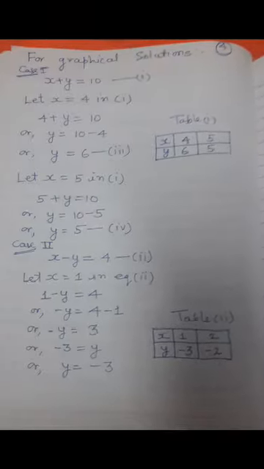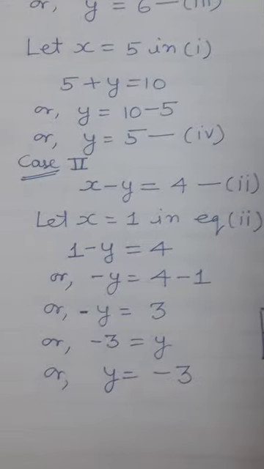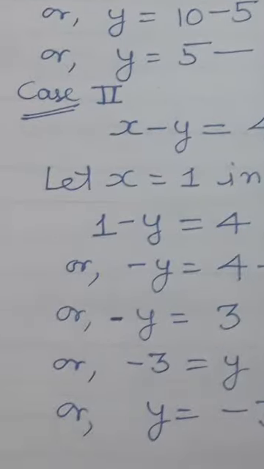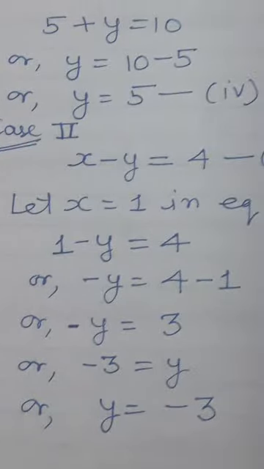Now after this, we are coming to the second case. The second equation we have got is x minus y is equal to 4. Now we have chosen the value of x as 1 in equation second. In place of x we have written 1, so 1 minus y is equal to 4. Now we have taken this 1 from LHS to the right hand side, and when we take it to the other side, we place a negative sign there. Minus y is equal to 4 minus 1, which is equal to 3.